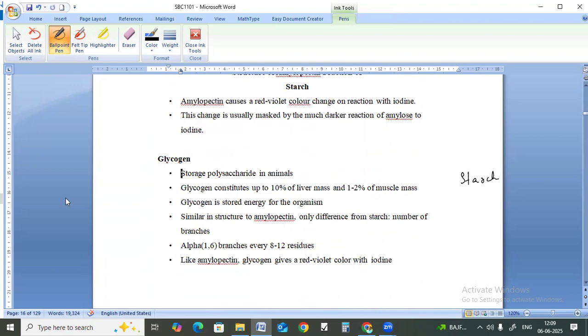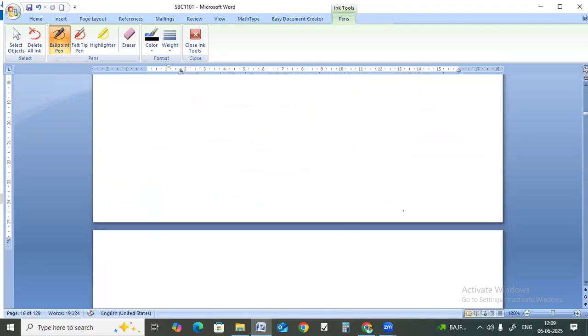it is similar in structure to amylopectin. Depending upon the number of branches, these are different. And the glycogen mainly gives the red-violet color with iodine.